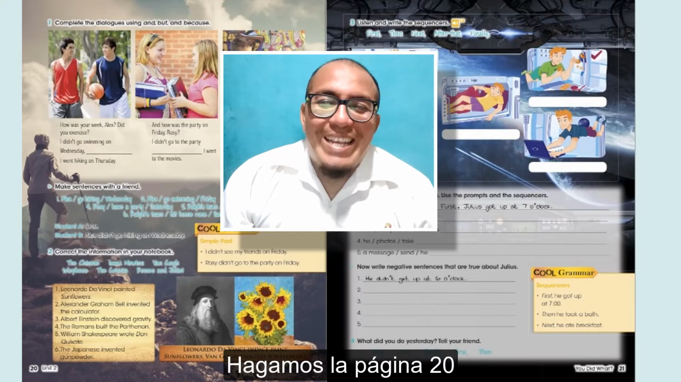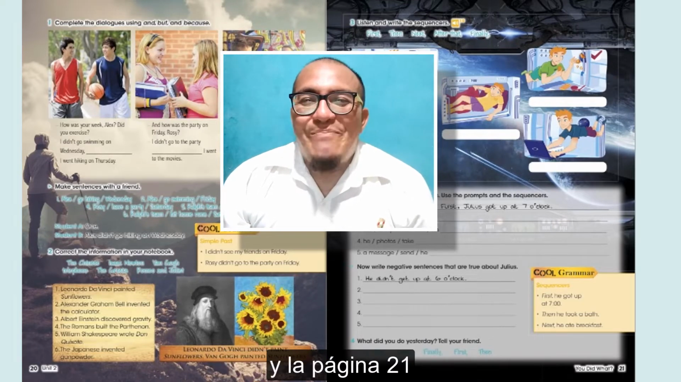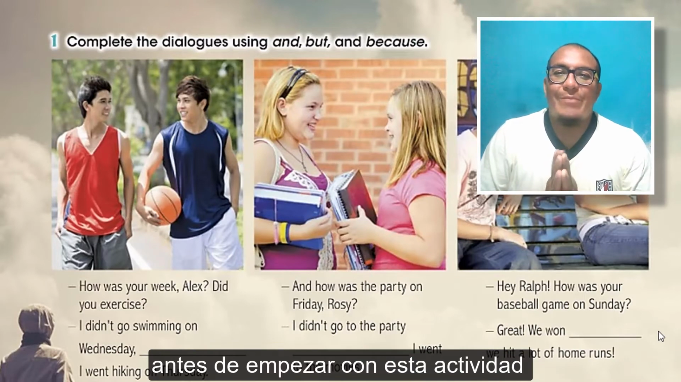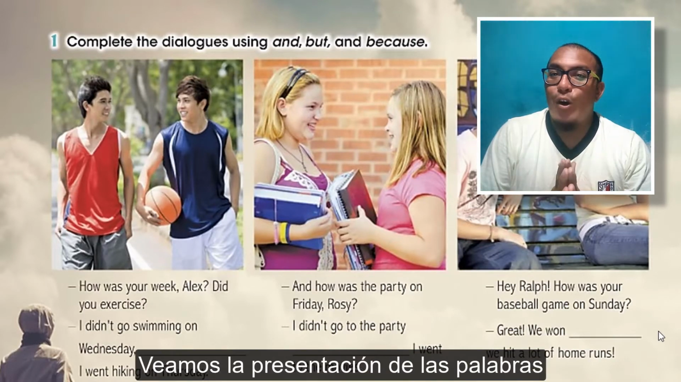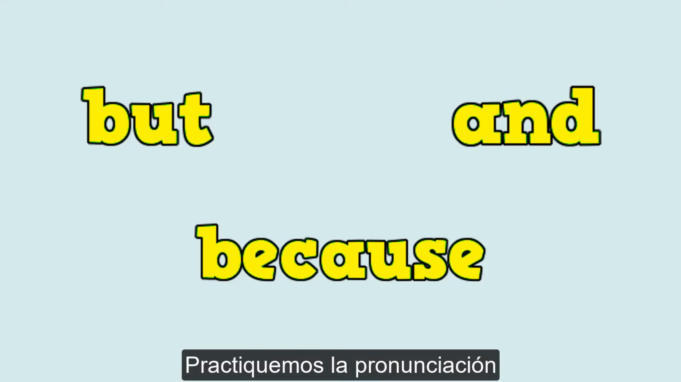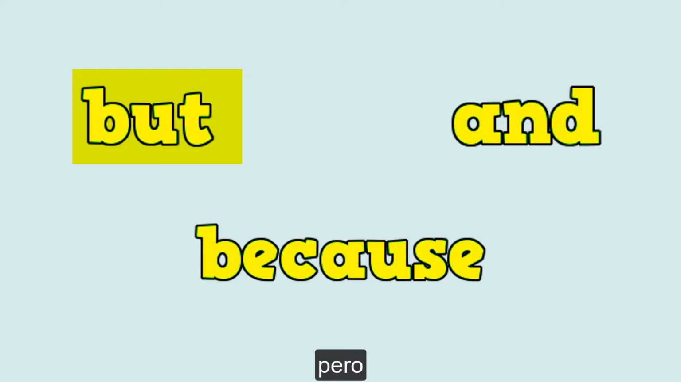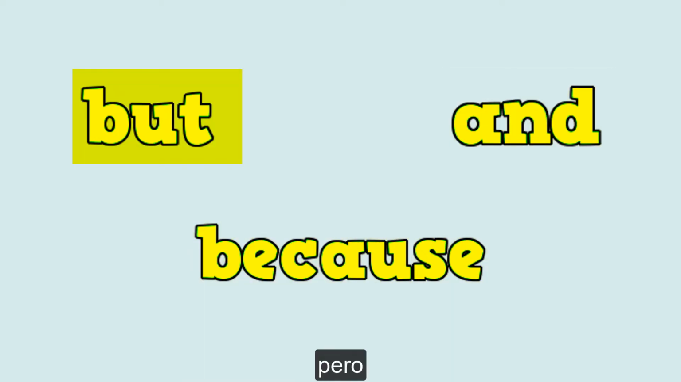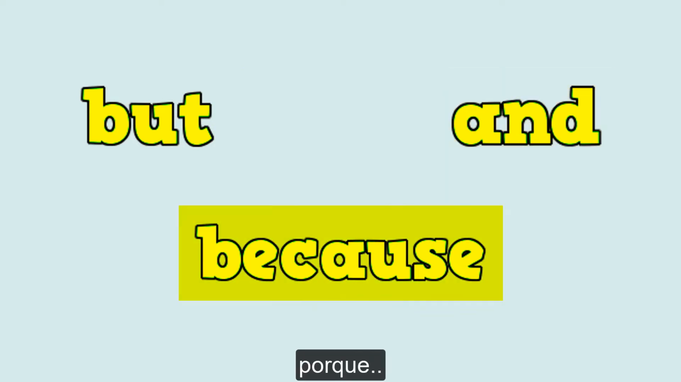Let's do page number 20 and page number 21. Before starting with this activity, let's go for a presentation of the words. Listen and repeat. Let's practice the pronunciation. But, and, because. But, and, because.